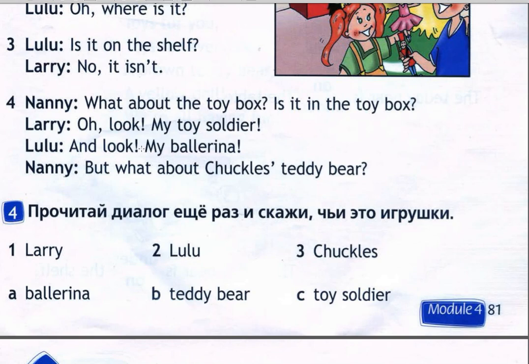Boys and girls, read the dialogue once more. Read the dialogue again and say whose toys these are. Ballerina, teddy bear, toy soldier. The answer. Larry. Toy soldier. Lulu. Ballerina. Chuckles, teddy bear.